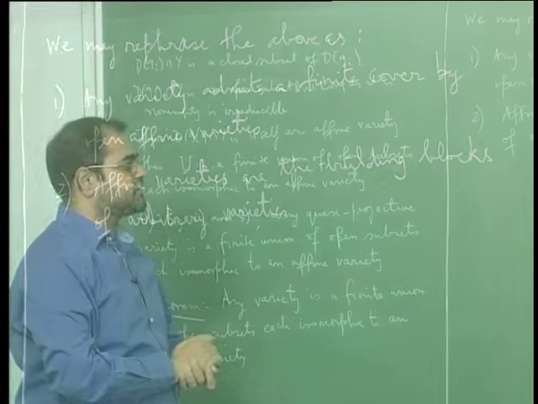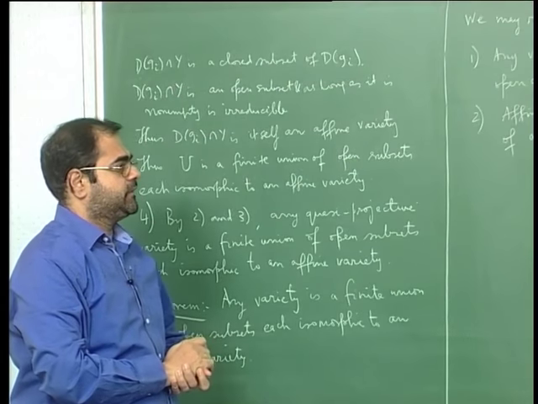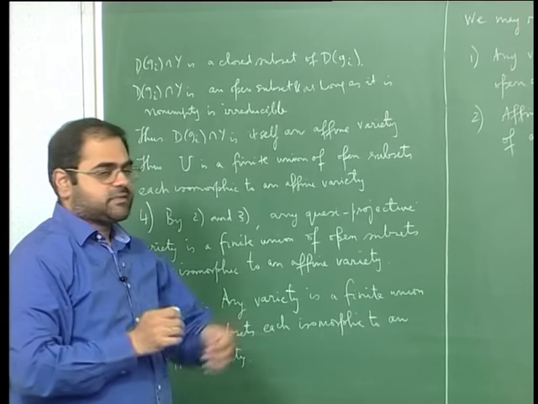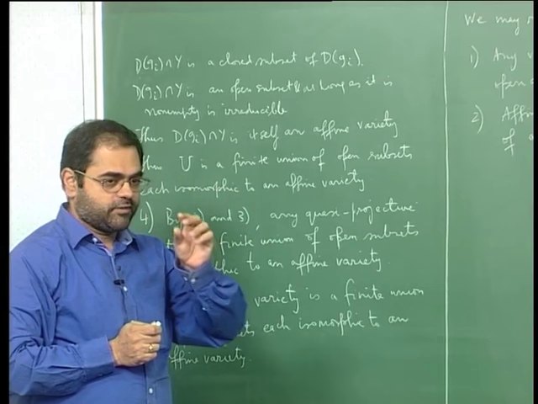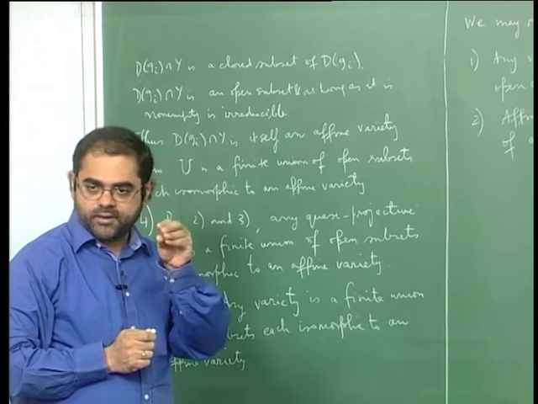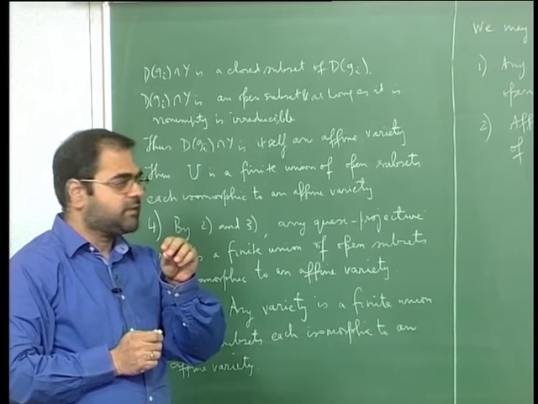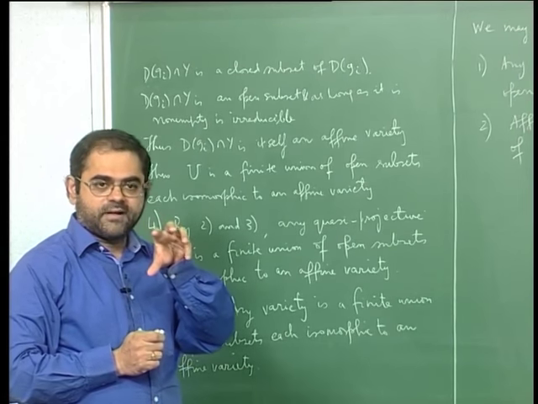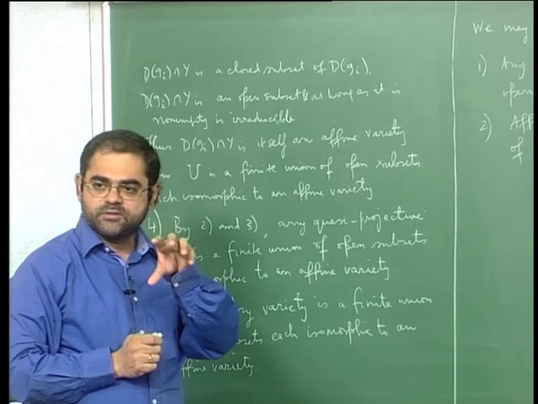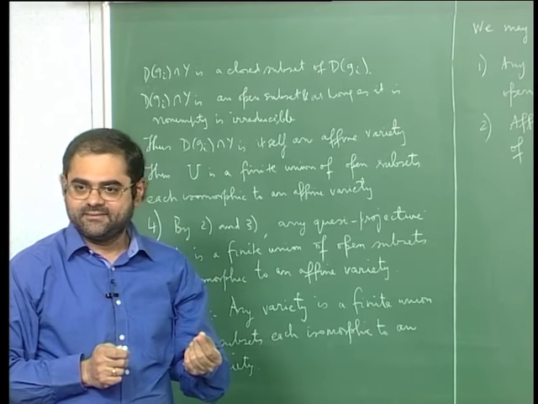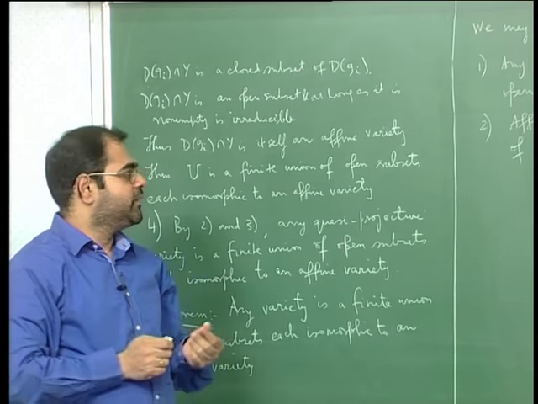So the importance of this, you will see in the following sense. The first immediate thing is, if you are going to focus attention in a neighborhood of a point of a variety, then you could as well look at an affine neighborhood of the point and reduce your question to studying a point on an affine variety. That is an advantage.